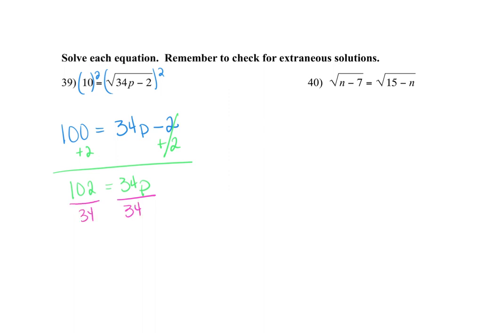34 actually goes evenly into 102. And that is my answer. It says check for extraneous solutions, which means you need to plug it in and make sure it actually works and you didn't cause a problem in the root. But as long as you didn't cause a problem, you are good.